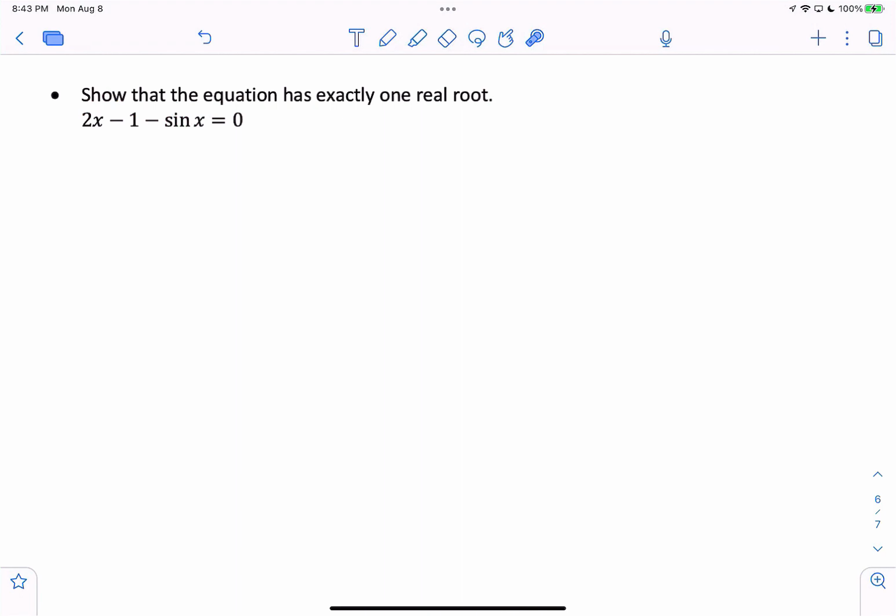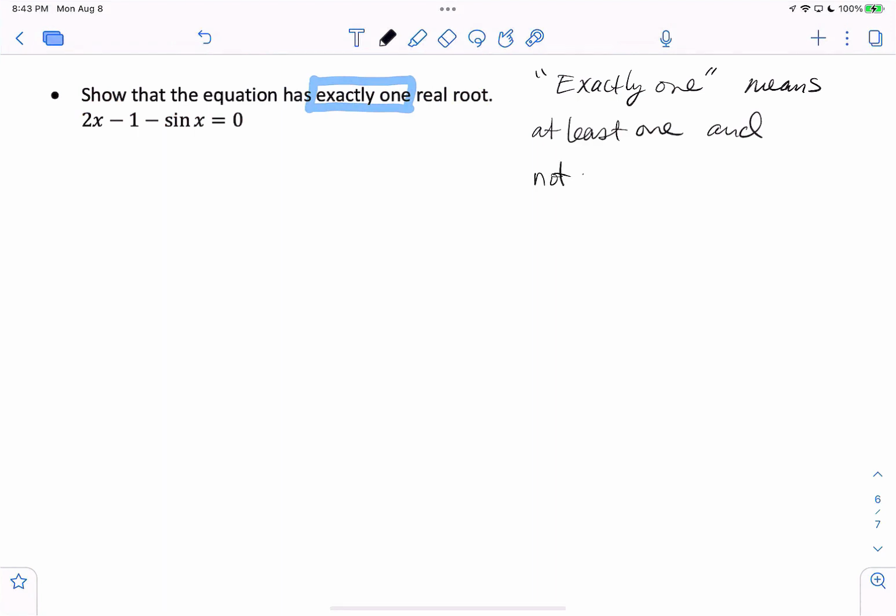I need to point out something about what the instructions say. We see the words exactly 1. Exactly 1 means it's really got two things embedded in it. At least 1 and not more than 1. So we're going to show that it has at least one root, and then we're going to show that it has not more than one root.